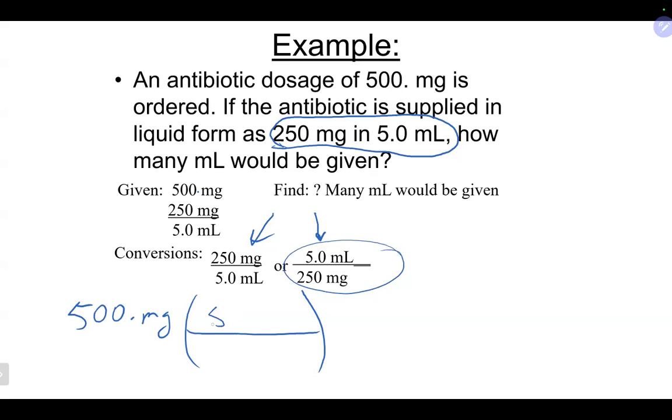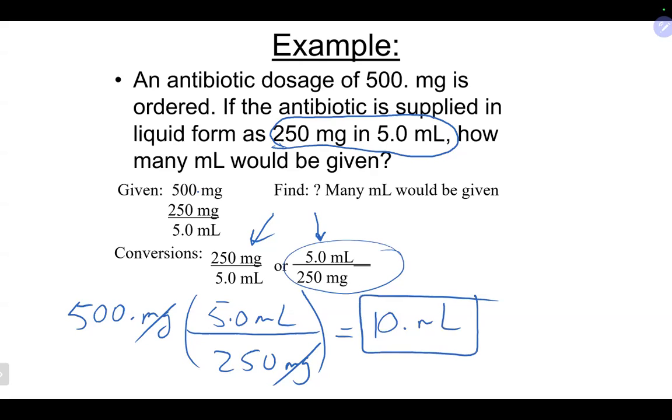That will give me 5 milliliters over 250 milligrams. Once again, the milligrams here will cancel. We're going to take 500 times 5 divided by 250, going to yield us 10 milliliters, I believe, in this case. Any questions on that one?